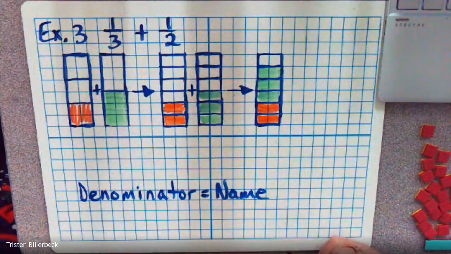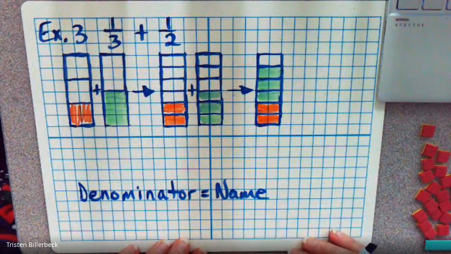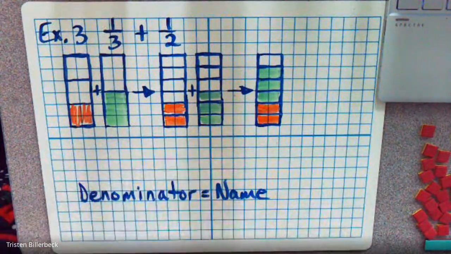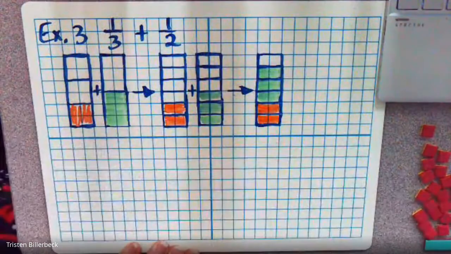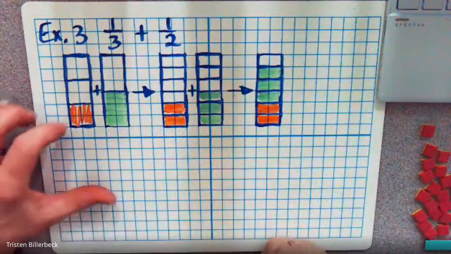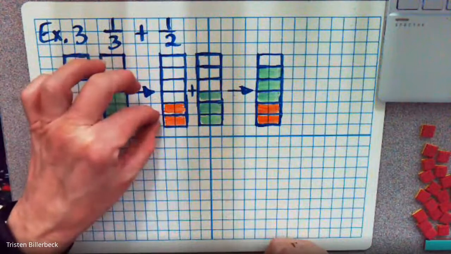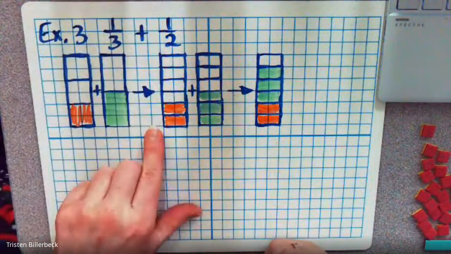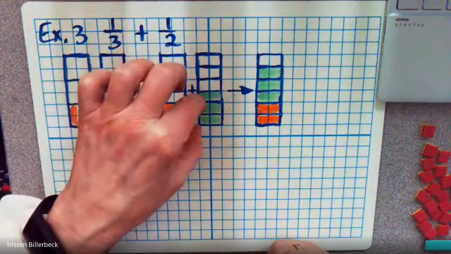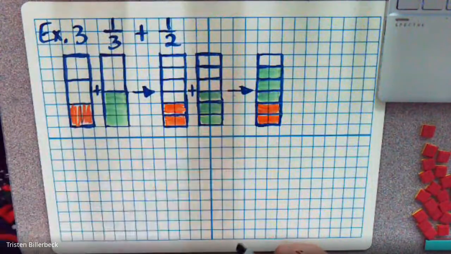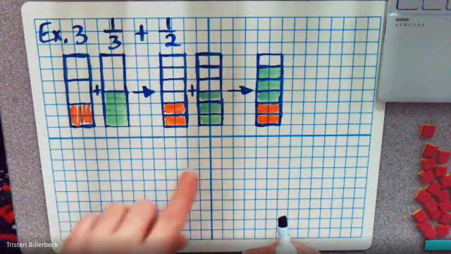It's like comparing apples to oranges. Or comparing squirrels to fish. Okay, so we have to have the right name. So what I can do is break that line up into 2. So this is the same thing as 1/3 because I have 2, 2, 2. So that's 1/3. And this is 3 of those. So 3, 3. So that's 1/2. So now I have the same name.